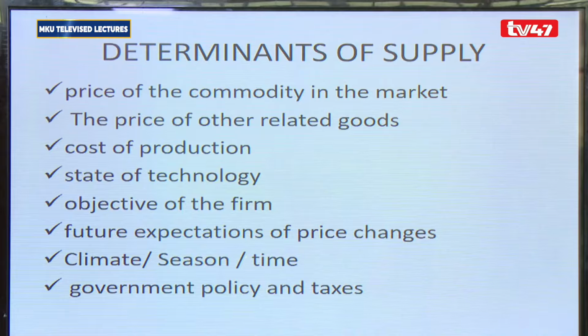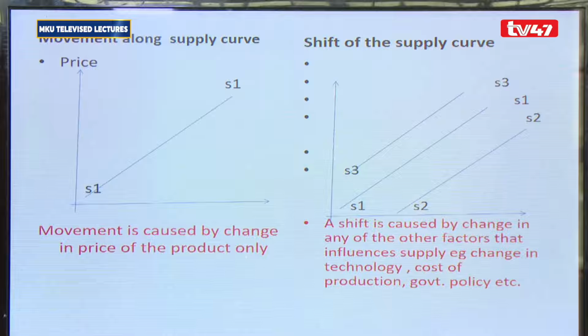The other factor is government policy, as I explained, for demand, through taxation, subsidies, and also quotas and bans. Then the government can influence the quantity of goods that are likely to be supplied. Then let's move on. Just like I explained the difference between the movement along the demand curve and the shift, similarly for supply, we look at the difference between the movement along the supply curve and the shift of the entire supply curve.